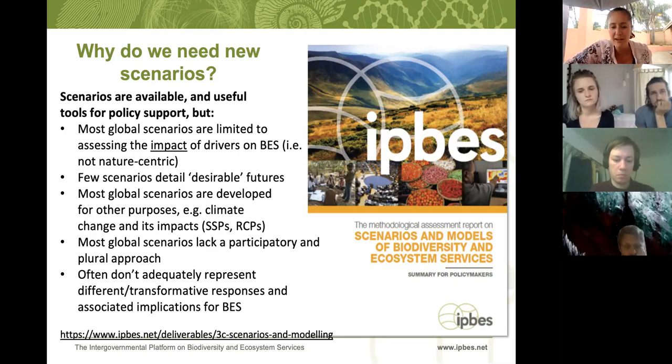At the global level, understandably, most scenarios lack a participatory or even a plural approach to understanding what the future could look like. They also don't adequately represent transformative responses. Getting transformative change into scenarios can be quite difficult at that global level.